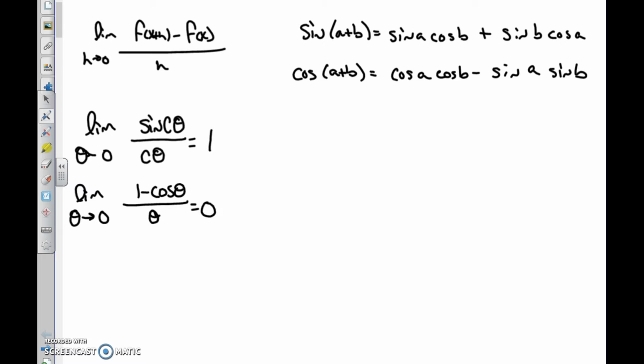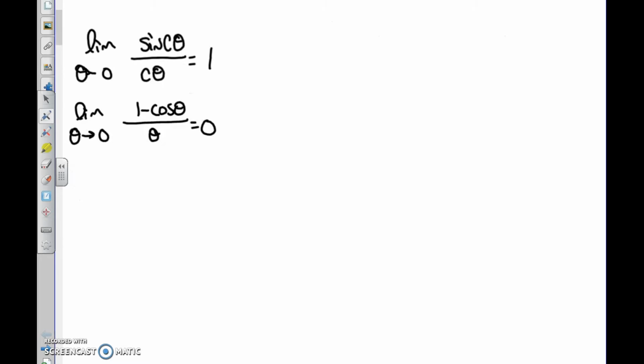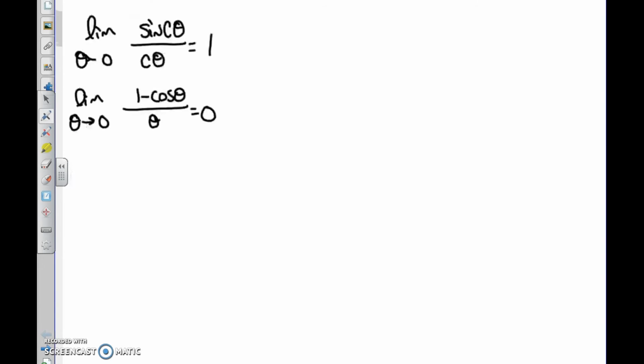So there are a few things that we need to know before we start, and you need to know where they're coming from to be able to follow along as I prove that the derivative of sine of x is equal to cosine of x. I'm going to scroll down just a little bit, so some of this is going to be cut off, but if you need to, you can pause the video and go back to see some of these identities.